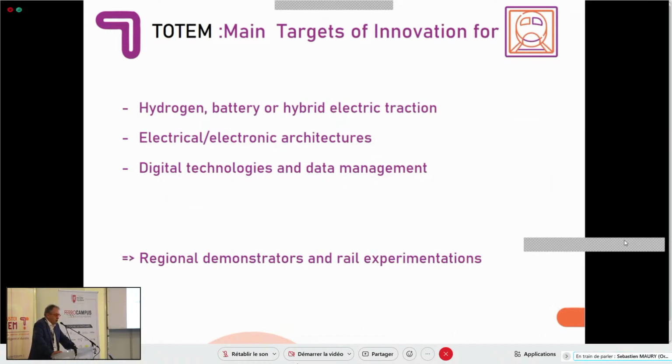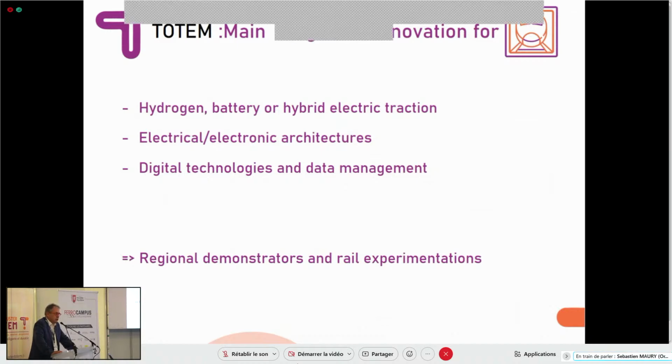And the third point, but not the least, the digital technology and data management, because actually for this solution it's necessary to manage data, to manage digital technology.